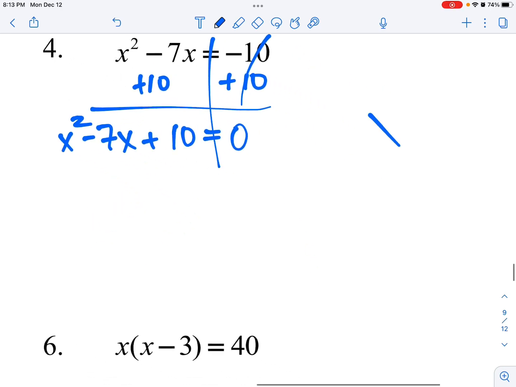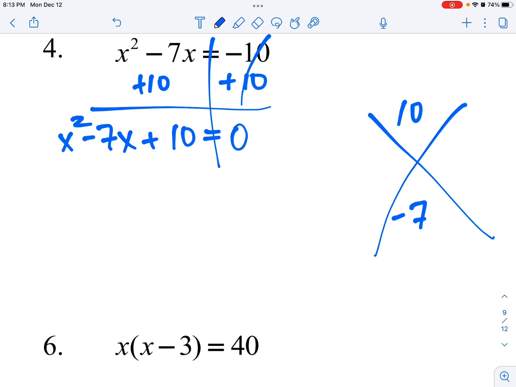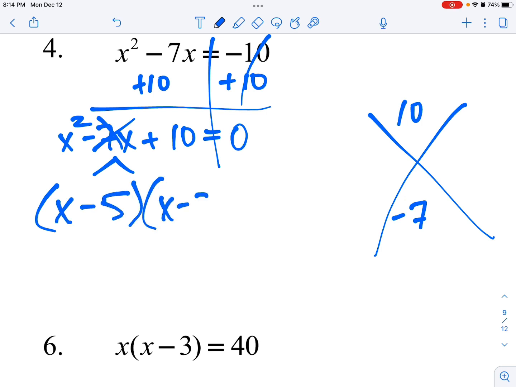Okay, now I'm going to do my little factoring thing. Go back and rewatch the video. Think of those two numbers, cross this out, split the middle. When you go through those steps, you end up with x minus 5 and x minus 2 equals 0. Now what I have to do is equal both of these to 0 to get my two answers.